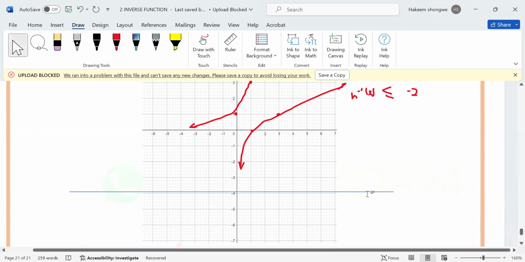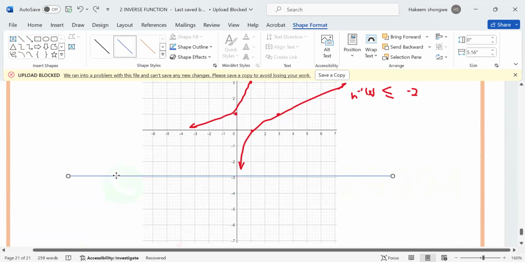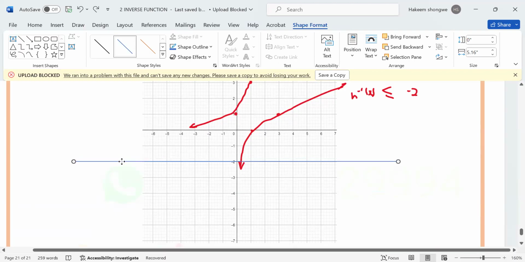Okay, let's go to minus 2. All right, so I go to minus 2. Here's my minus 2.